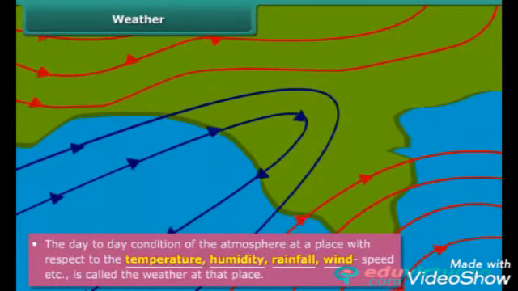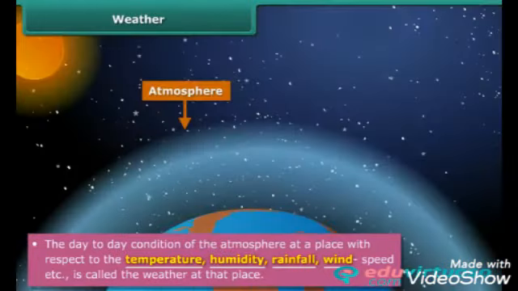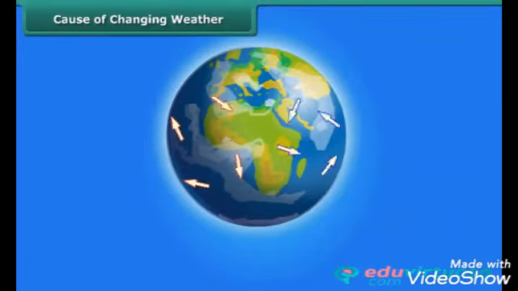The temperature, humidity, rainfall, wind, and other factors are called the elements of weather. The weather of a place depends on these factors. Weather is about the various changes that occur in the atmosphere of our Earth. The weather is such a complex phenomenon that it can vary over very short periods of time.